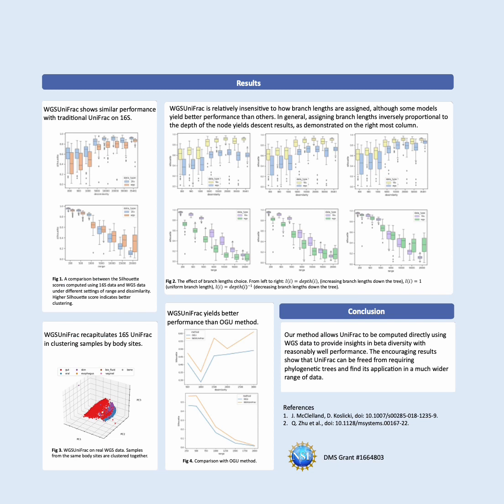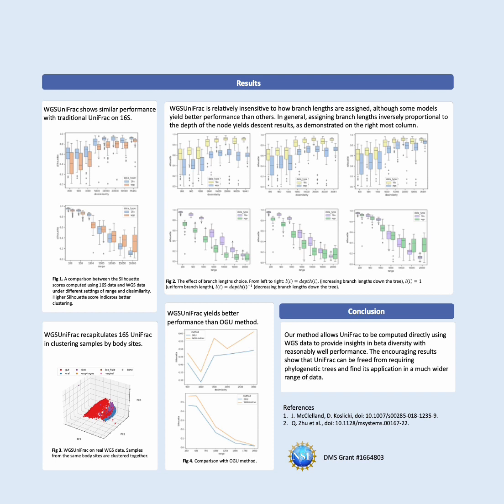Let's now look at the results. Figure 1 shows the comparison between UniFrac computed on 16S samples and WGS samples from simulated environments with different values of range and dissimilarity. The silhouette score was used to measure the quality of clustering, with 1 being the perfect clustering and 0 being completely random clustering. As we can see, similar trends are captured using the two data types.